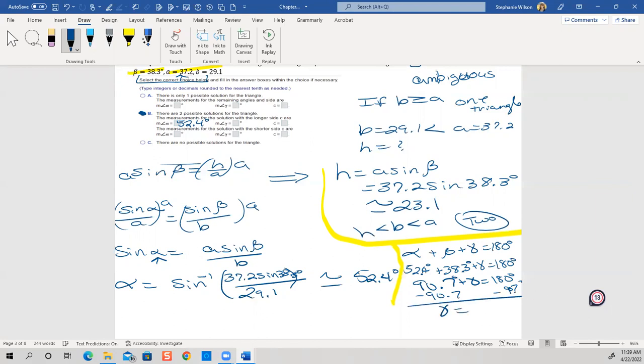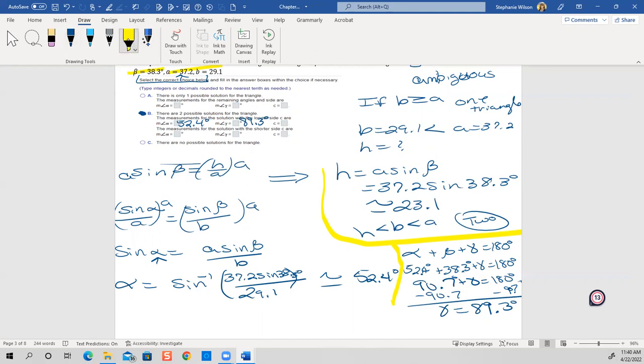Now I have gamma is equal to 89.3 degrees. Okay, so let's write here 89.3 degrees. Now, let's find C.